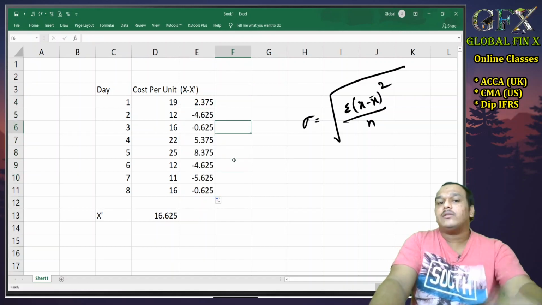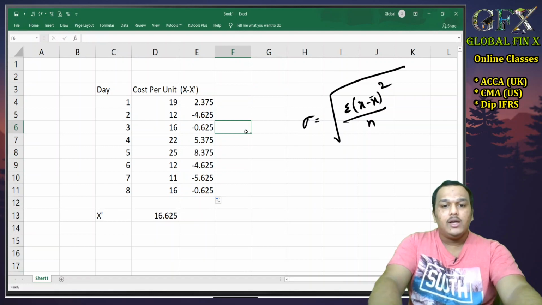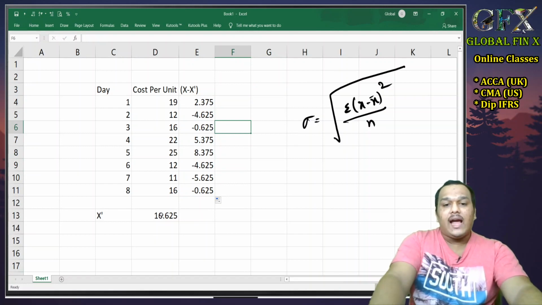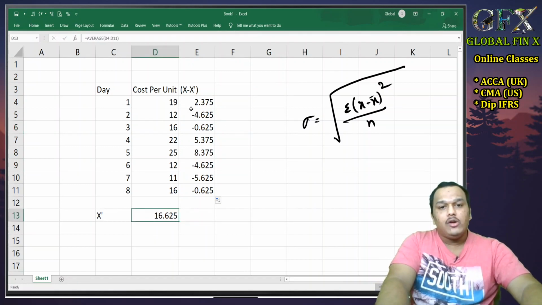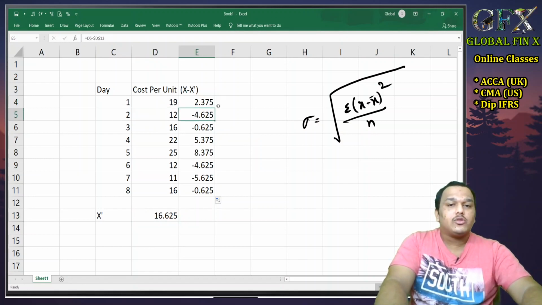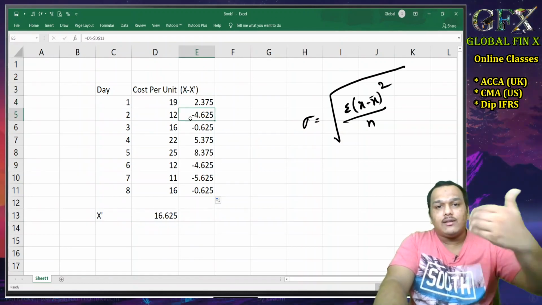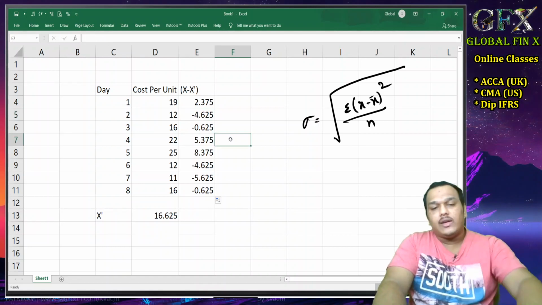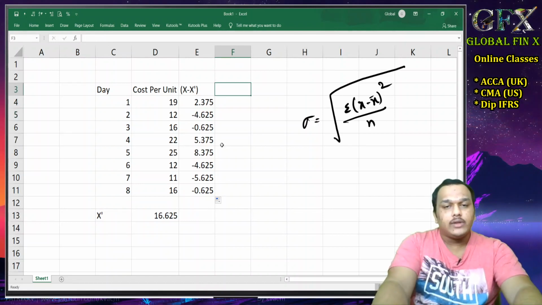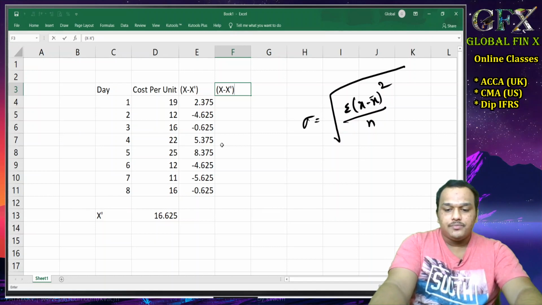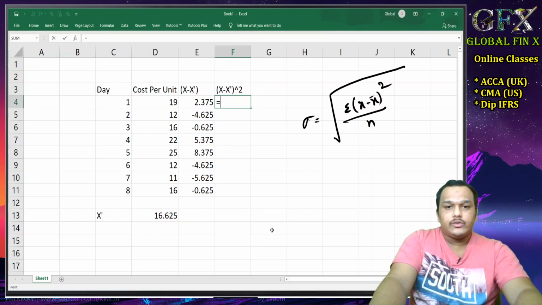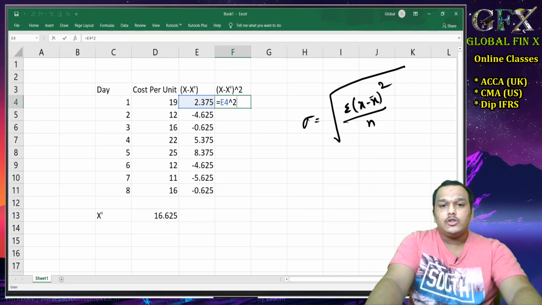See, this has negatives as well, which is absolutely possible. On a mean, that means on an average, your cost should be 16.625, but on day 2 you are only producing it at $12. That means you are saving 4.625, so that is showing a negative. Here it is an additional cost of 2.375, here it is a lower cost of 4.625. So negatives are also fine. To eliminate the negatives, we square it up. So how do I square it up now? X minus x bar whole square, right? So this is equal to the power of 2.